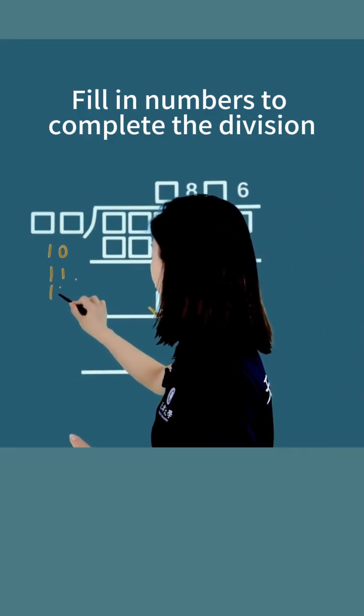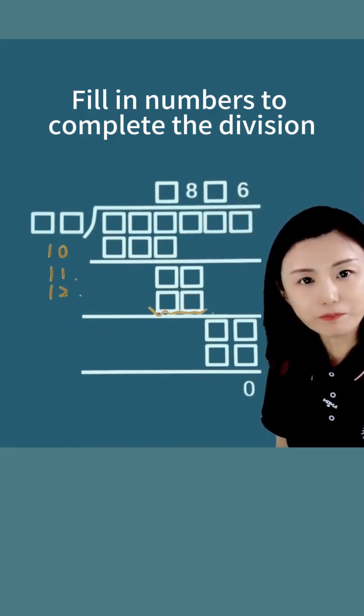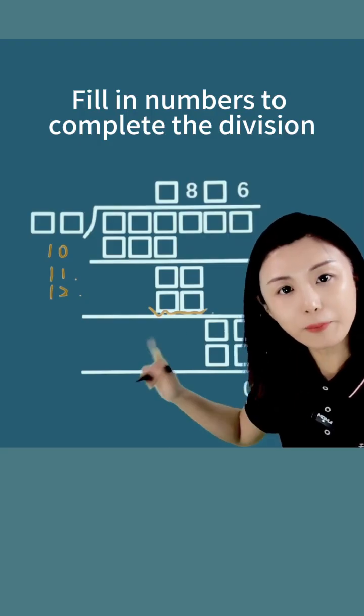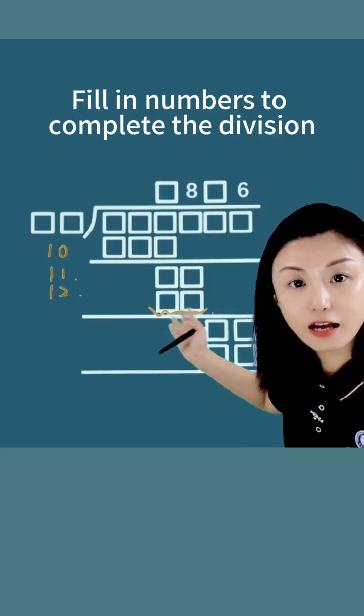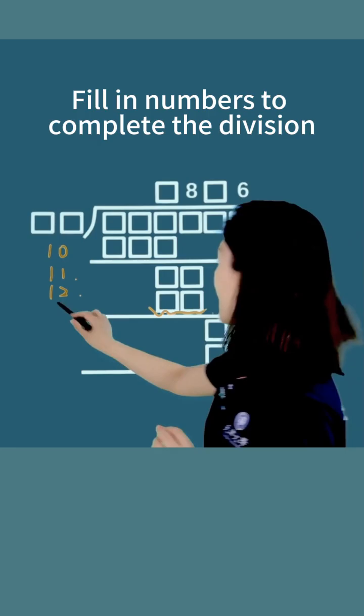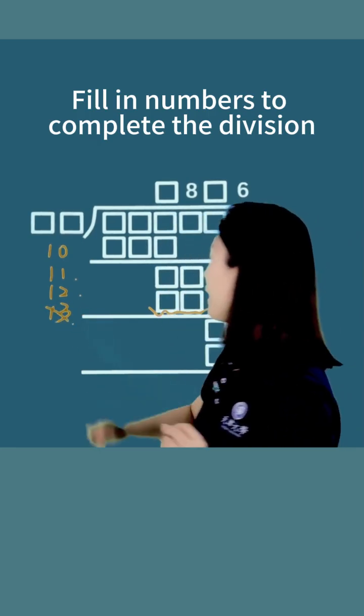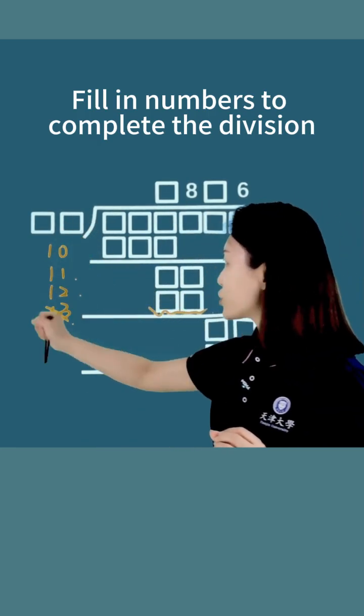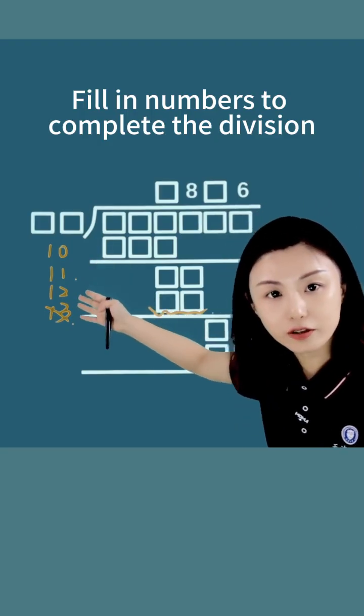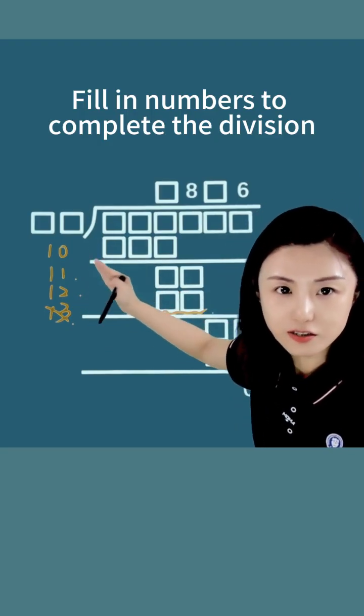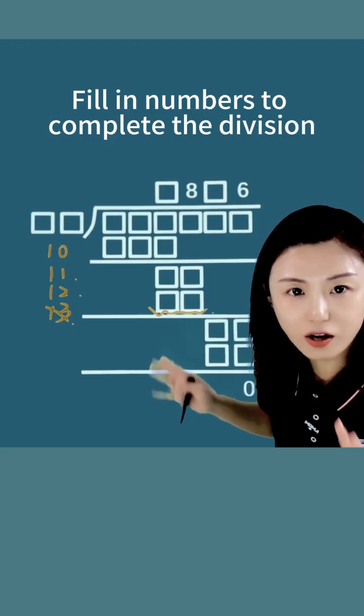8 times 12 is still a two-digit number, so that's also possible. What about 8 times 13? Oh, that's 104. Now that's a three-digit number, so 13 isn't possible. So for this two-digit number, there are only 3 possibilities. It can only be 10, 11, or 12. Let's keep going and see what comes next.